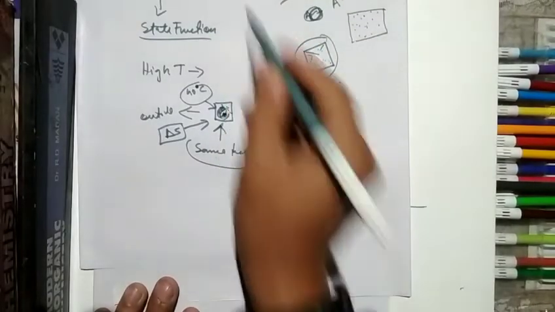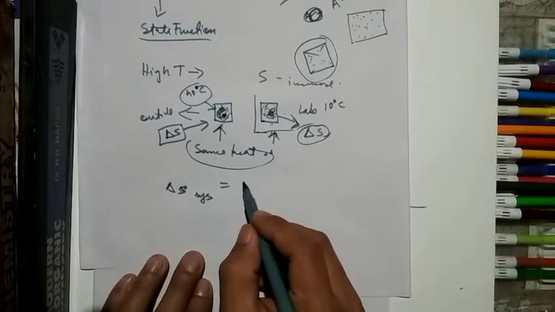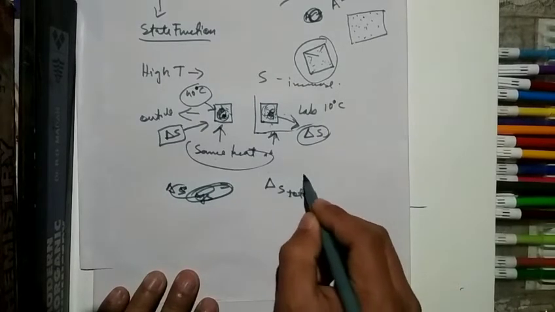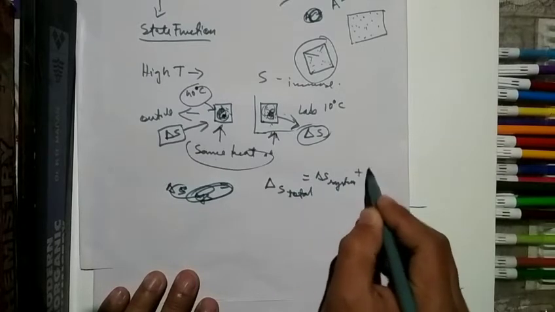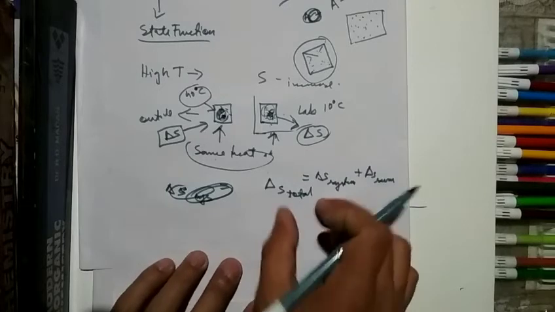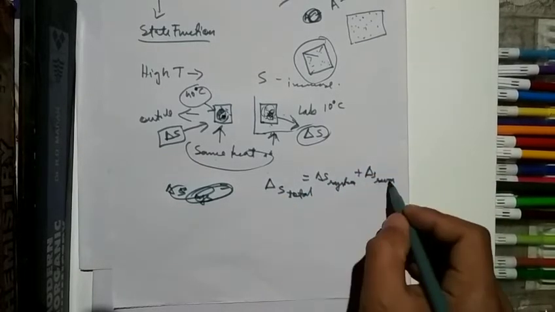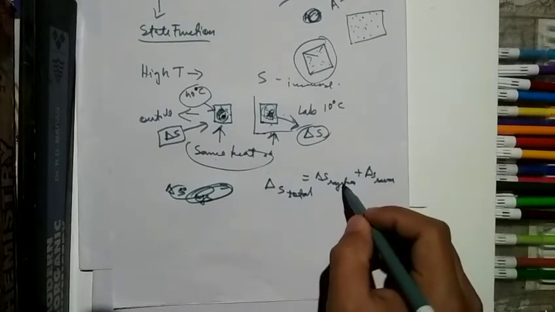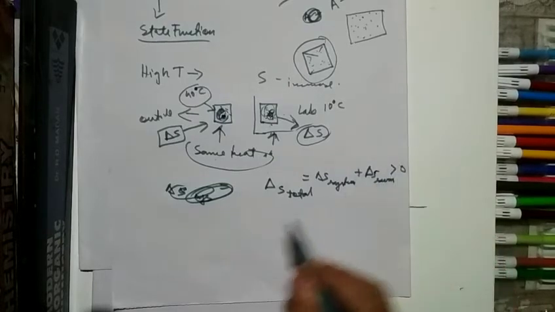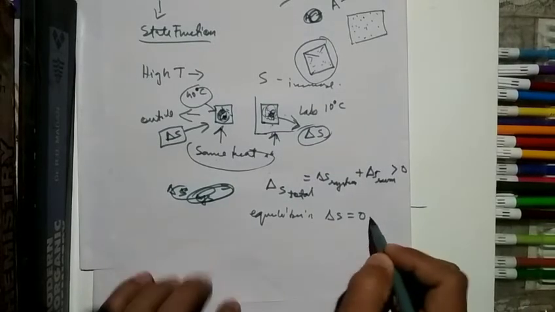Now this delta S for a system is given by delta S total equals delta S system plus delta S surrounding. This is the entropy change for a system and surrounding, so delta S total will be greater than 0. Now at equilibrium, delta S will be equal to 0.